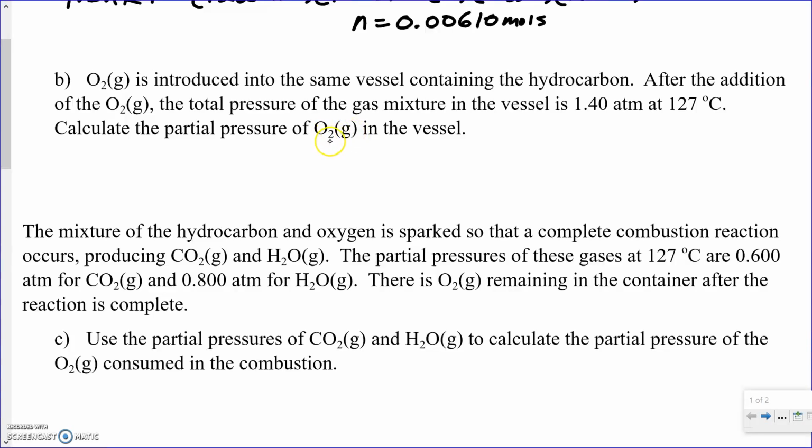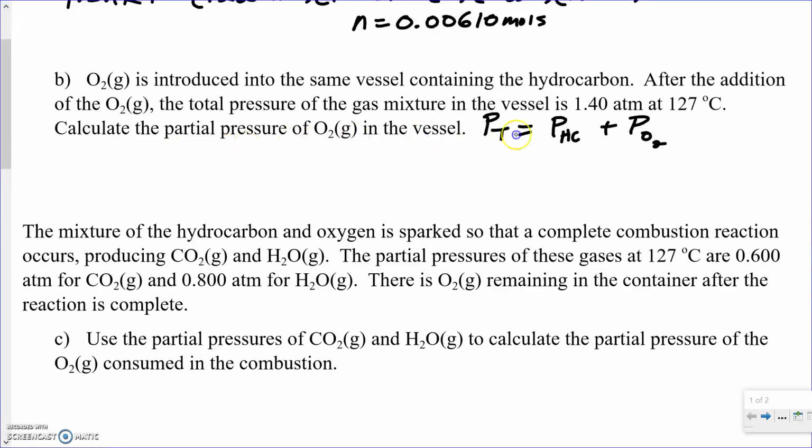So first thing we see hydrocarbon, oxygen, and maybe we're thinking combustion reaction, but notice it hasn't told us a reaction has occurred, so we're not dealing with a reaction just yet. Instead, what we're dealing with is a partial pressure where the total pressure in the system is going to be the pressure of our hydrocarbon, which I'm just going to abbreviate HC, plus the pressure of our oxygen.